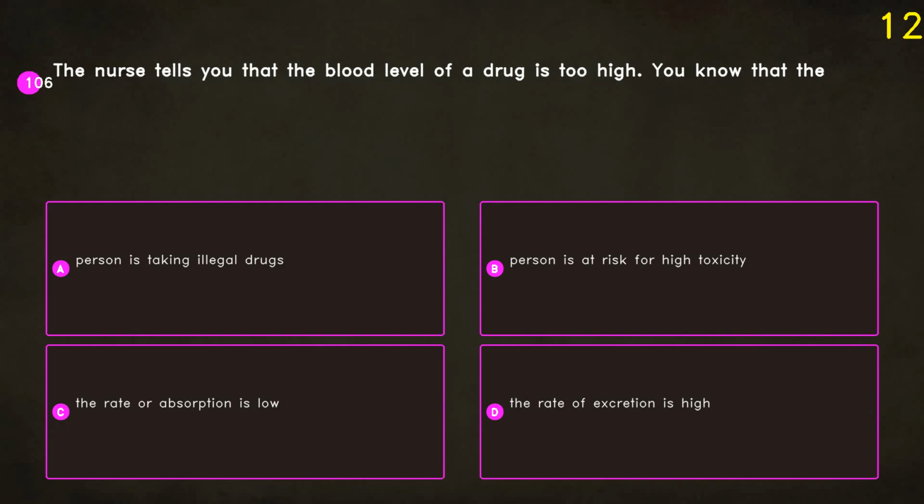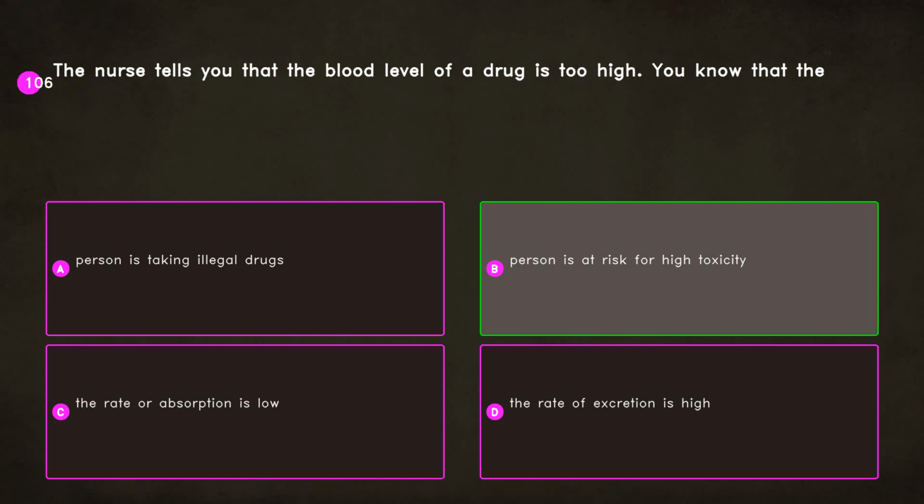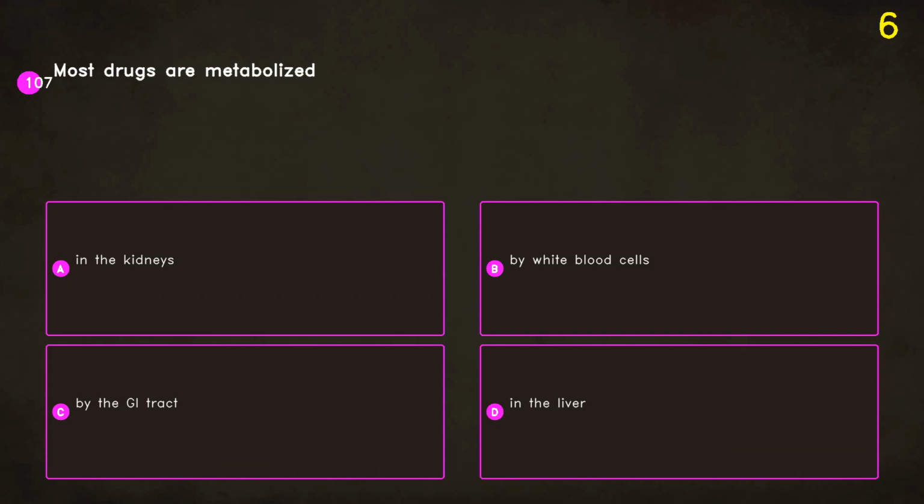Question 106. The nurse tells you that the blood level of a drug is too high. You know that the A. person is taking illegal drugs, B. person is at risk for high toxicity, C. the rate of absorption is low, D. the rate of excretion is high. The correct answer is person is at risk for high toxicity. Question 107. Most drugs are metabolized A. in the kidneys, B.